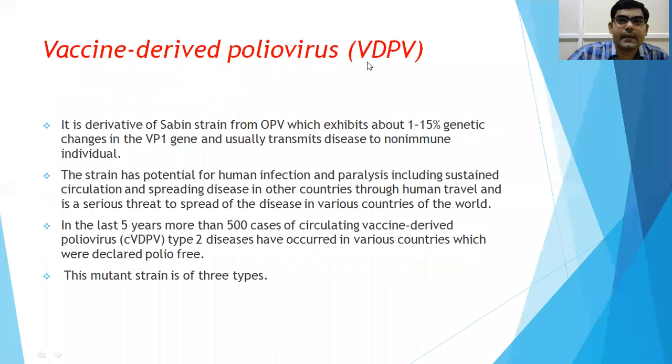So this is VDPV, meaning vaccine derived polio virus. It is a derivative of the Sabin strain from OPV, which exhibits 1 to 15% genetic changes in the VP1 gene and usually transmits disease to non-immune individuals. The strain has potential for human infection and paralysis, including sustained circulation and spreading of disease to other countries through human travel, and there is a serious threat of spread of the disease in various countries of the world.